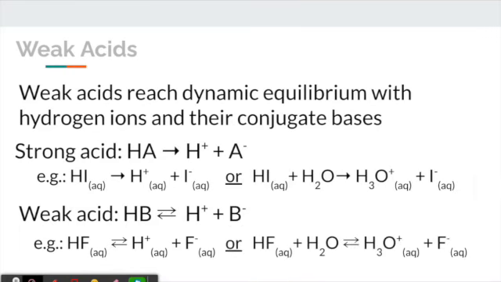Here's the alternative notation for that. This is actually more technically correct. The HI and the HF are both reacting with water to produce hydronium ions. They're not just splitting up into hydrogen ions and the conjugate base. But you can model it either way, and I'm most often going to choose the old-fashioned way, modeling it as H pluses, not H3O pluses, because I think it's a little bit easier to visualize.